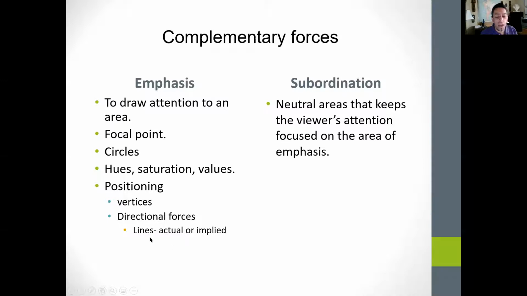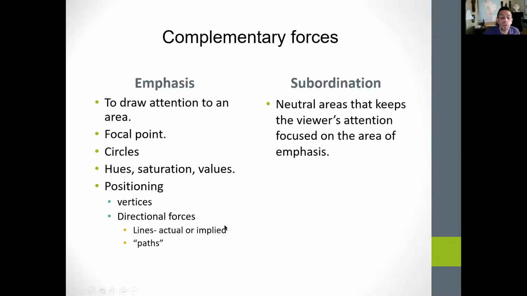And that includes lines that actually are implied. So, for example, implied forms, which we mentioned before, right? So directional forces, it's a directional line, so straight lines, right? Or semi-curved lines or curved lines, things like that. And then you can have actual lines, or you can have implied where it seems like something is in one specific direction.